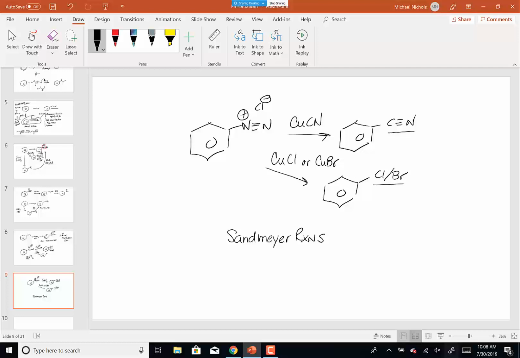And you might say, we already know how to add chlorines and bromines. I agree. This is another method. We do not know how to add C triple bond N. This is the way you add C triple bond N, by using copper cyanide and the diazonium salt. And so the reaction of diazonium salt with copper is called a Sandmeyer reaction.